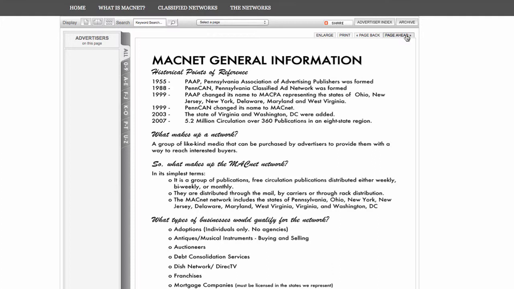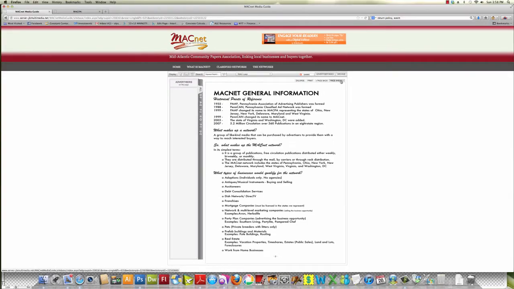The states of Pennsylvania, Ohio, New York, New Jersey, Delaware, Maryland, West Virginia, and Washington, D.C. formed PenCan in 1999. Seeing a need, later in 2003, the state of Virginia was added. The association went from 1.5 million circulation in 1988 to 3.2 million circulation in 1999, and to date it is over 5 million circulation. So let's look at our map of the network by going back one page in the media guide.